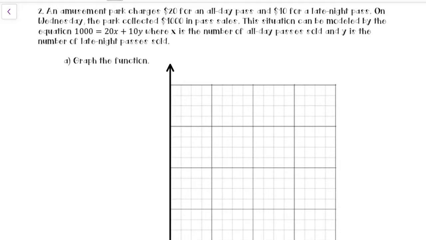Alrighty, ladies, we are going to finish up the gold sheet with our practice word problems from yesterday. We're going to turn it over to the back and work on problem number 2 together.